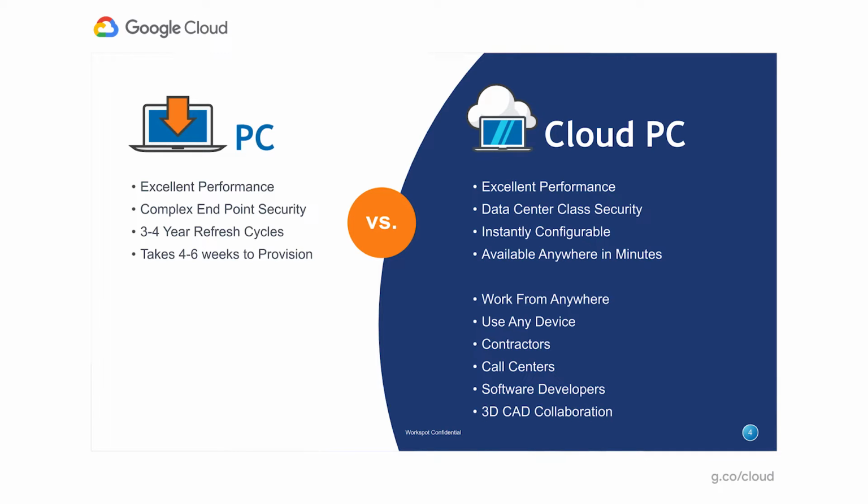With a cloud PC, you get data center class security, versus a physical PC, where you're worried about endpoint security. A physical PC can take 4 to 6 weeks to provision. A cloud PC is available instantly anywhere in the world. A physical PC has a refresh cycle every 3 to 4 years. A cloud PC is instantly reconfigurable, right? You can change the CPU, the memory, the storage anytime you want.